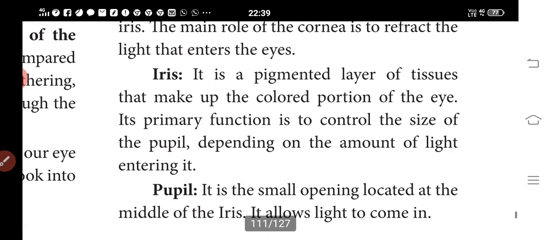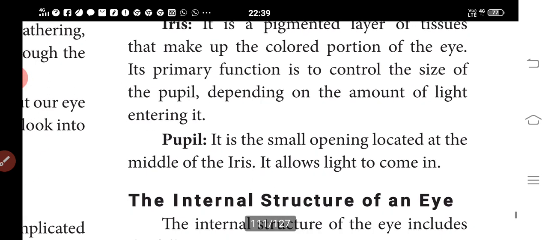So next one, it is the pupil. It is a small opening located at the middle of the iris. It allows light to come in. That is called the pupil.